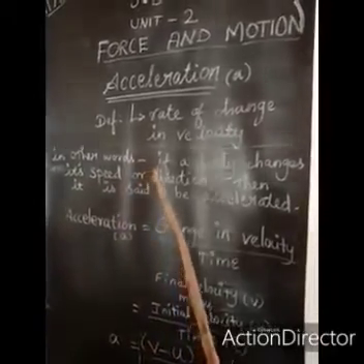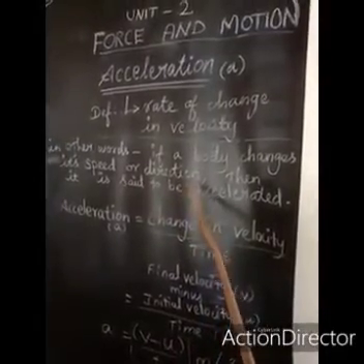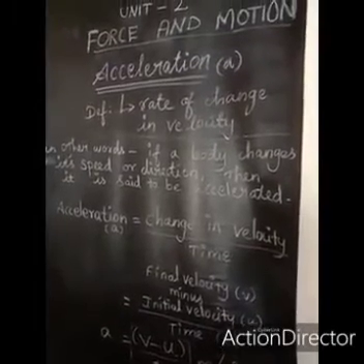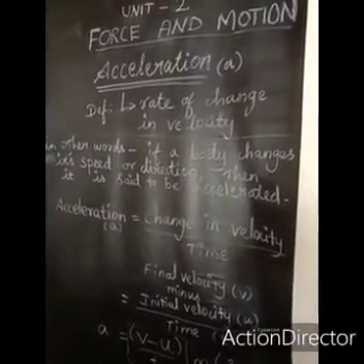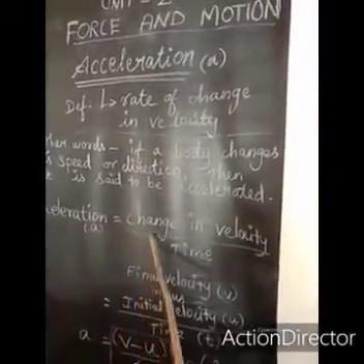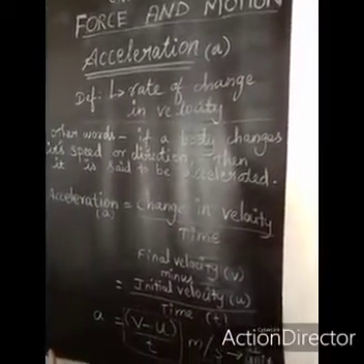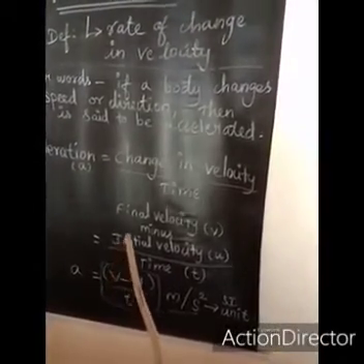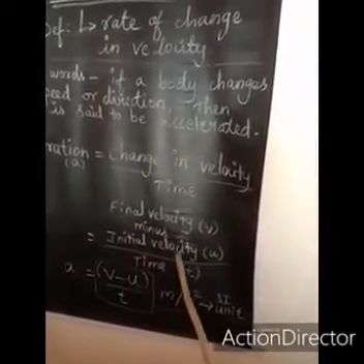In other words, if a body changes its speed or direction, then the body is said to be accelerated. Acceleration A is equal to change in velocity by time. What is change in velocity? Final velocity v minus initial velocity u.